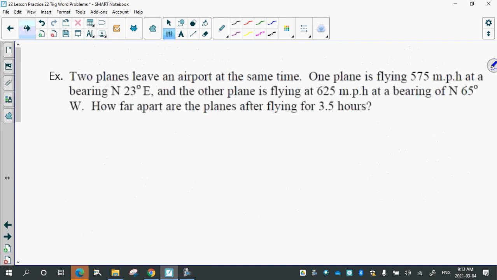Okay, two planes leave an airport at the same time. One plane is flying 575 miles per hour at a bearing of north 23 degrees east, and the other plane is flying at 625 miles per hour at a bearing of north 65 degrees west. How far apart are the planes after flying for 3.5 hours? Okay, so bearing questions. You always start off with a compass. So north, east, south, west.